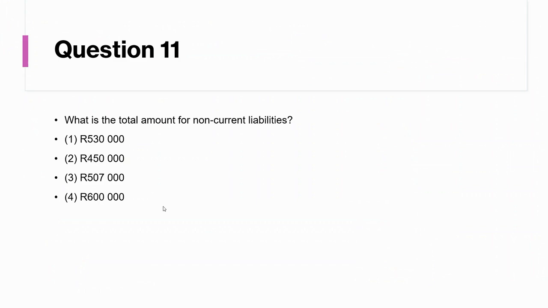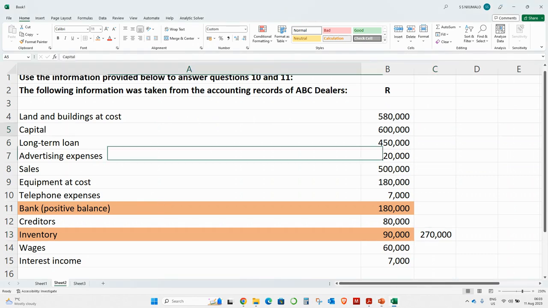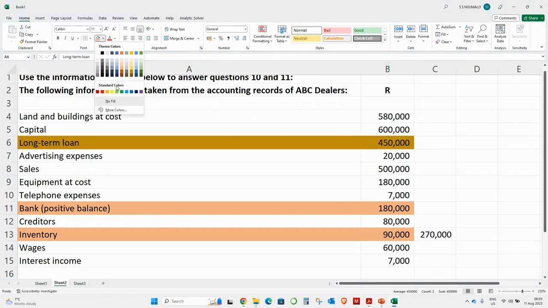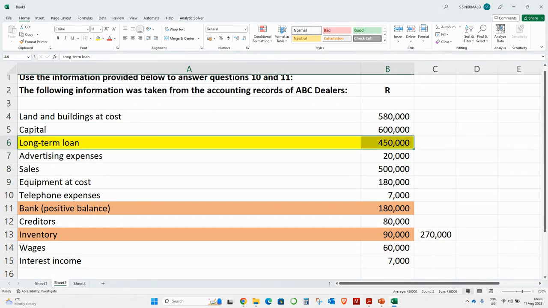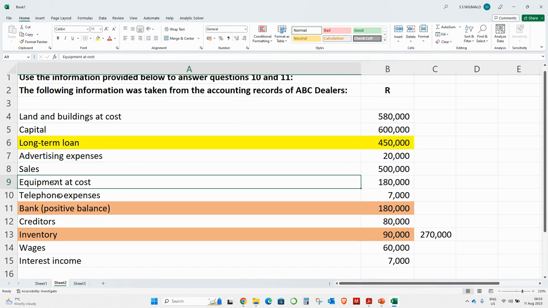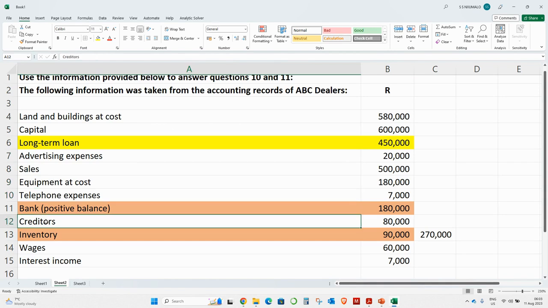The next one, what is the total amount of non-current liabilities? Okay, let's go back. Long term already. It's stating it's long term, so it's non-current. Just want to make it more colorful. This is an expense, this is income, this is an asset, this is an expense. This is a liability, but creditors are current liabilities.